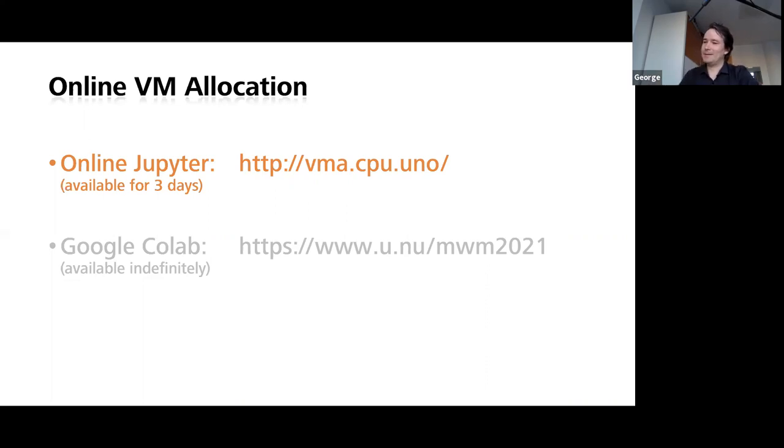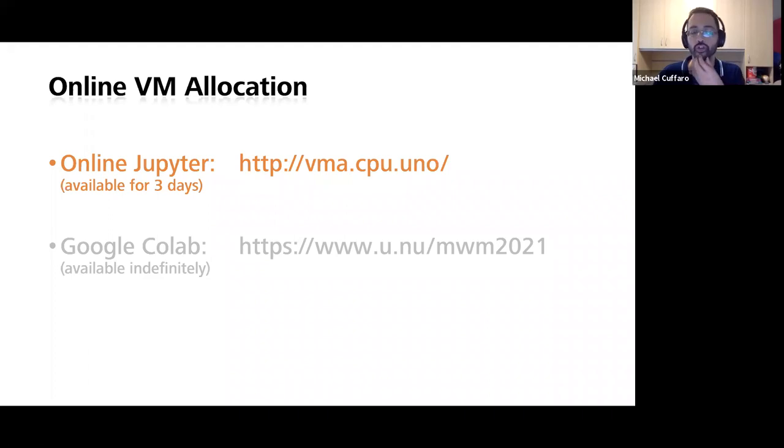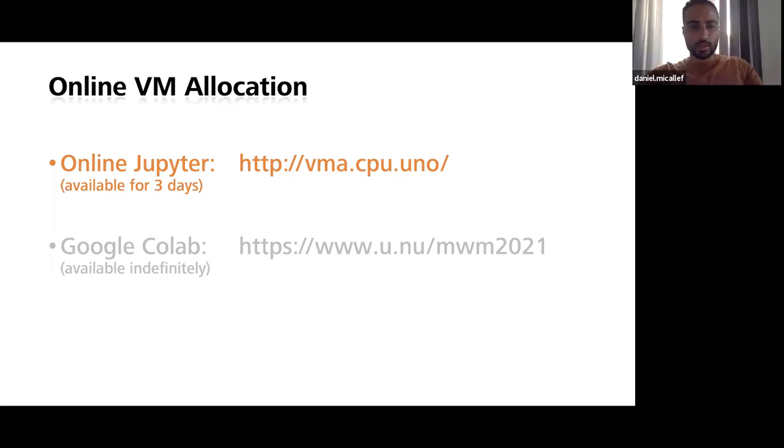So if you want to follow along the workshop, you can do so. Just go to that link, register with your email, and you will be assigned a virtual machine with a Jupyter notebook that you can run along with the instructions that George is going to give you. After you enter your address, you will find the IP address of the machine you're assigned to.